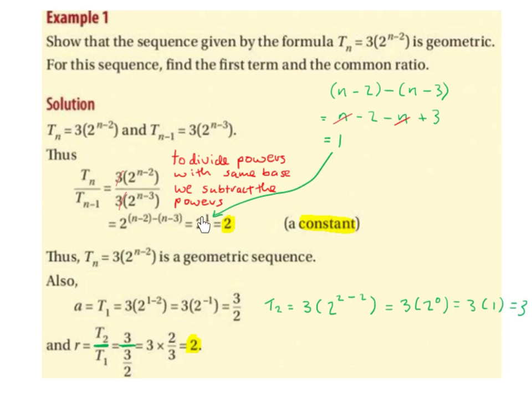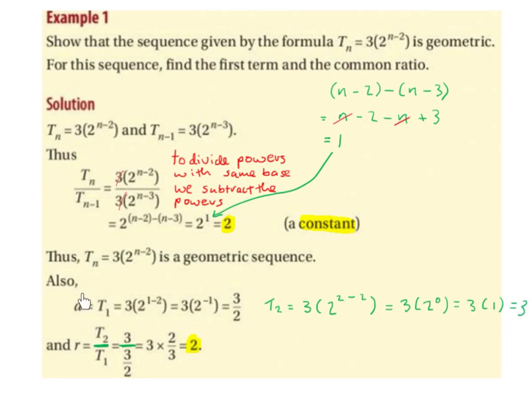So we get 2 to the power of 1, which is 2, which is a constant, which is what we want. Therefore, Tn equals 3 times 2 to the power of n minus 2 is a geometric sequence, because we got this to be a constant.